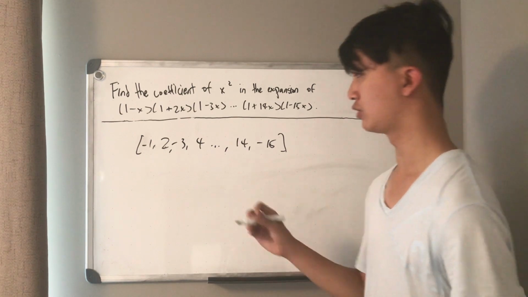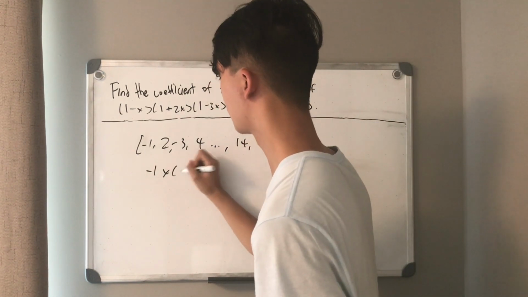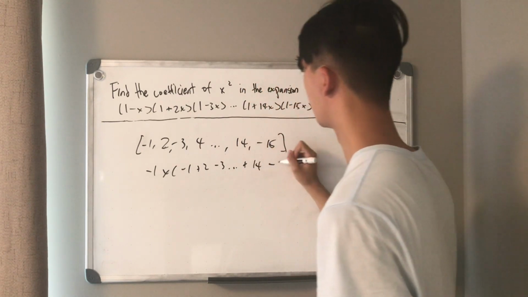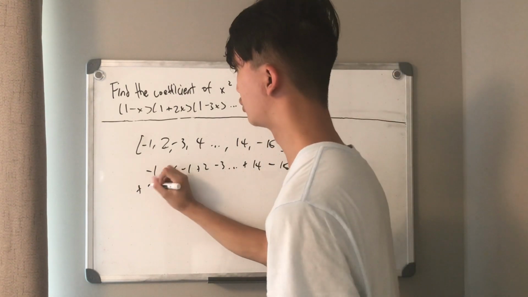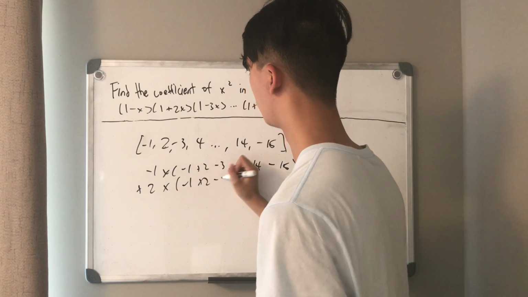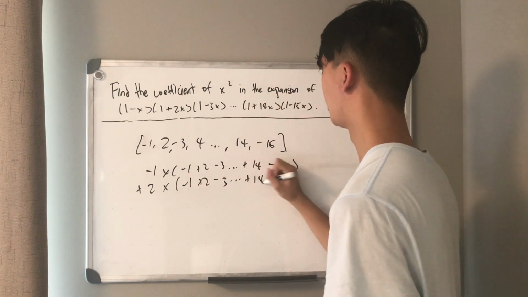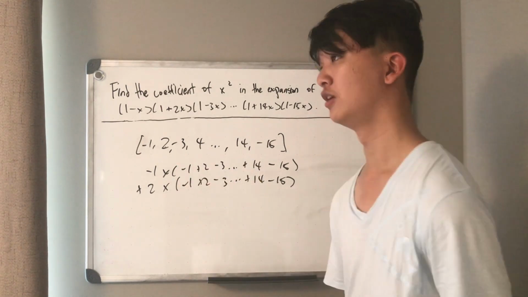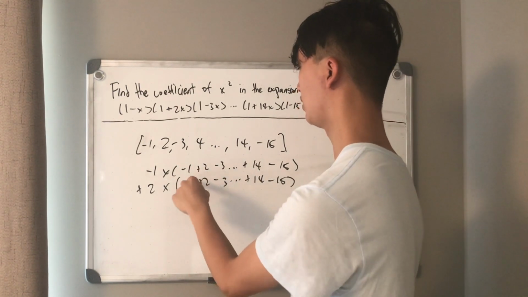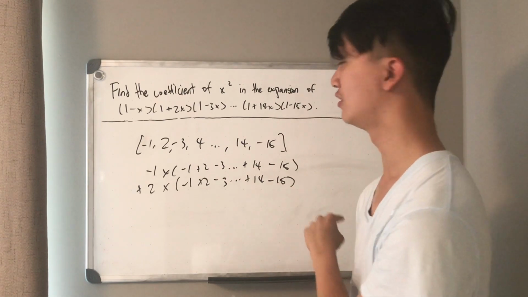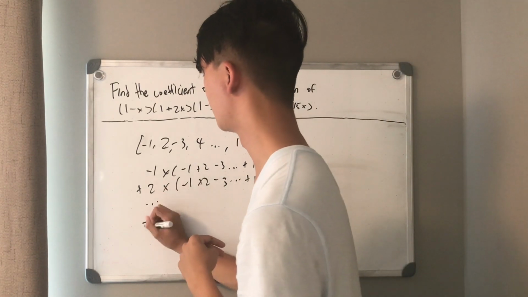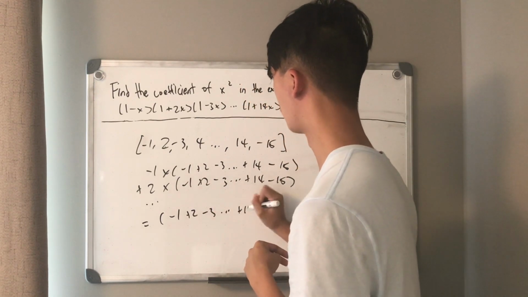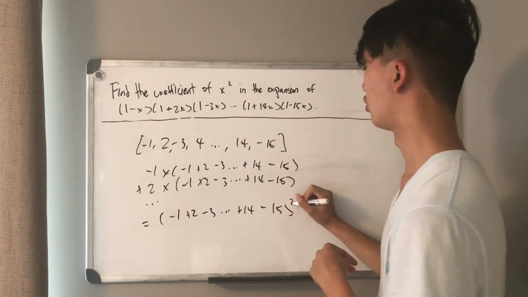And so now this sum will be equal to -1 times (-1 + 2 - 3 all the way to + 14 - 15), plus 2 times (-1 + 2 - 3 all the way to + 14 - 15). So now we can do this all the way down to -15, but we can just factor out (-1 + 2 - 3 all the way to -15) to get that this whole thing is equal to (-1 + 2 - 3 + ... + 14 - 15) all squared.